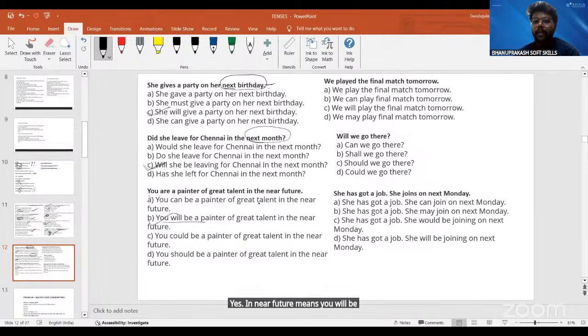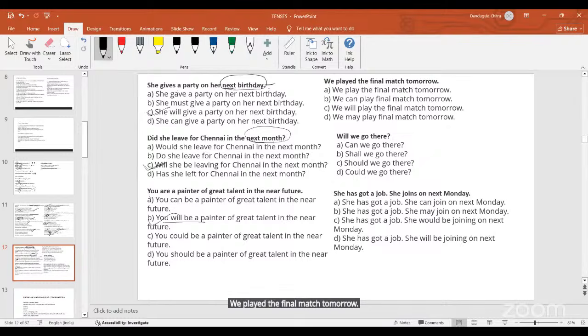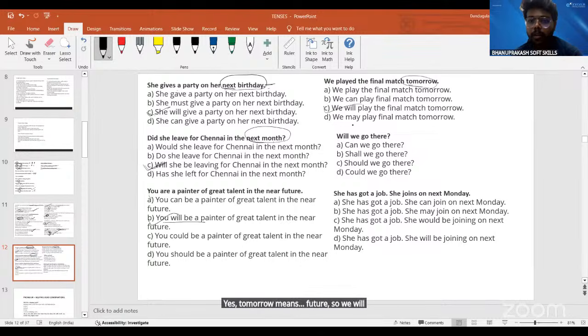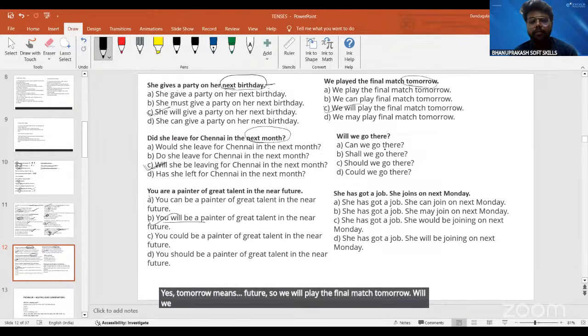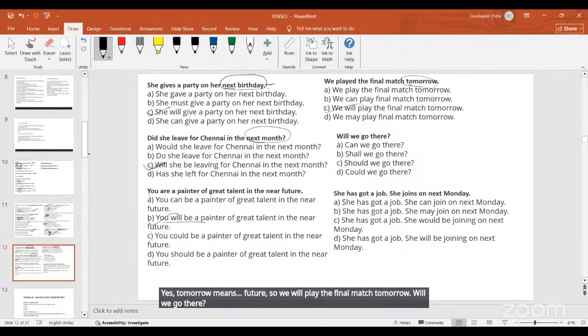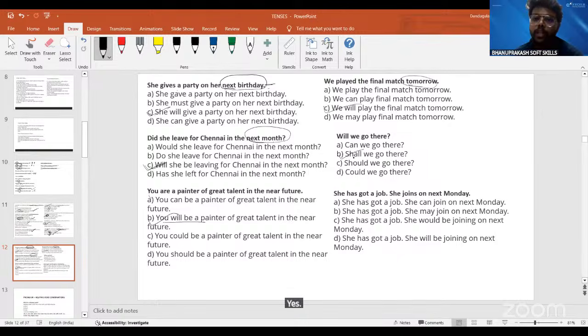a painter. We played the final match tomorrow. See, sir, we will play the final match tomorrow. Yes, tomorrow means future. So we will play the final match tomorrow. Will we go there? Shall we go there? Shall we go there is the right answer. Why not will?